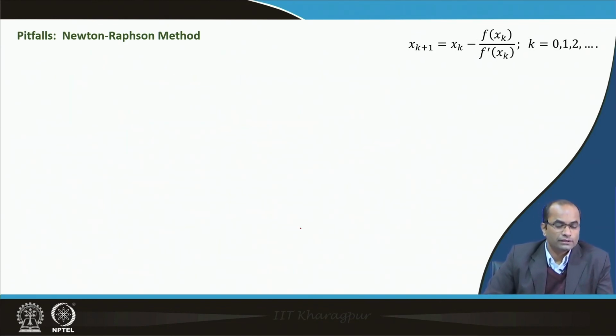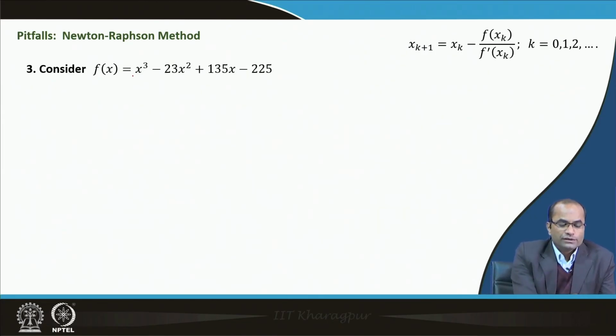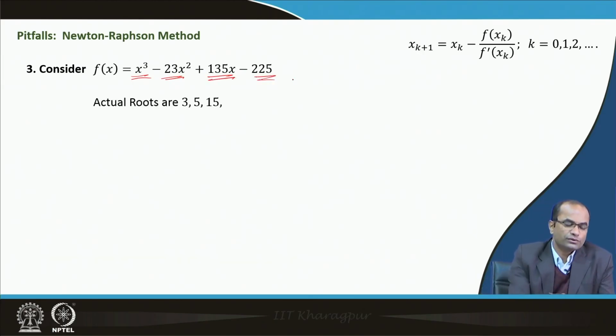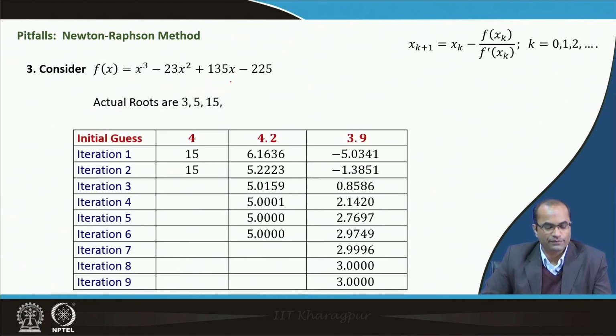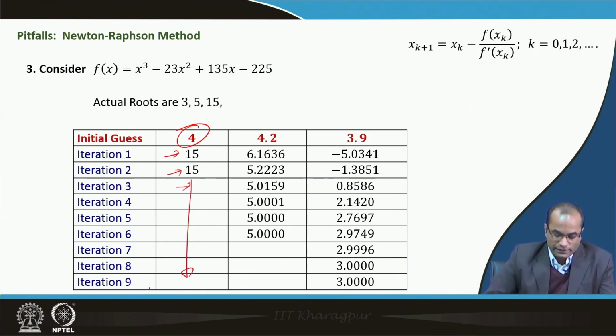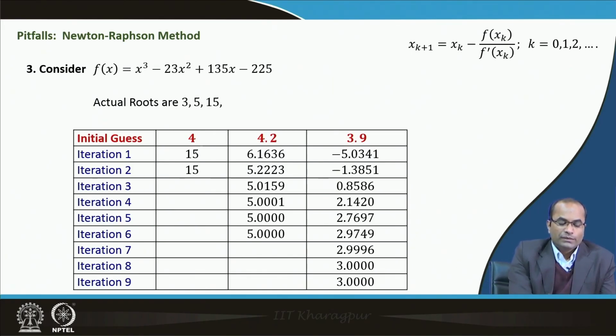Some more examples. Consider for instance f x equal to x cube minus 23 x square plus 135 x minus 225. The actual roots for f x equal to 0 are 3, 5 and 15. What will happen here is demonstrated in this table. If we take the initial guess as 4, then after iteration 1 itself we are getting 15 and then 15 and then 15; we are on the exact root just after the first iteration itself. But that is not interesting.